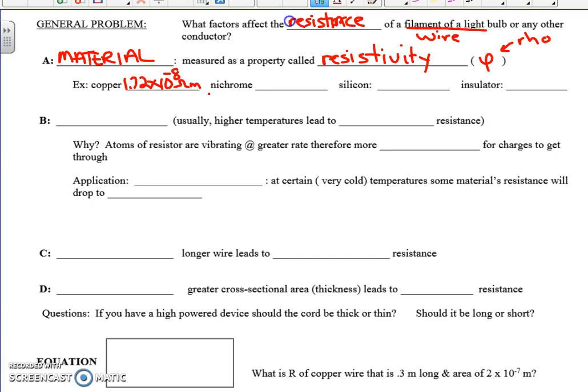Nichrome is a wire that we find in a lot of appliances. It's the wire we use for heating coils, be it a toaster, a space heater, or a hair dryer. If you look at that, it's also in the reference tables. That's 150 times 10 to the negative 8th ohm meters. So it's still very low, that's negative 8th, but it's much higher than copper.